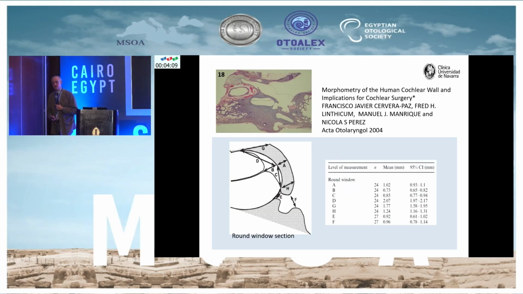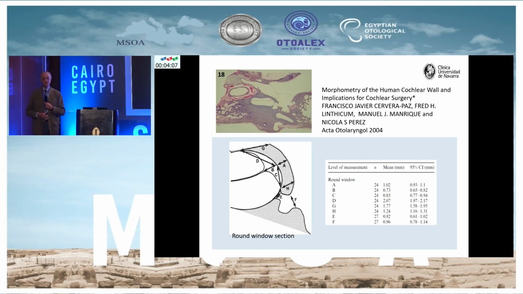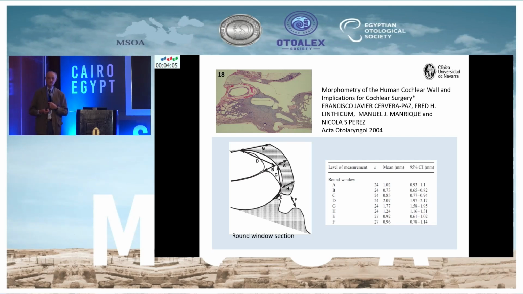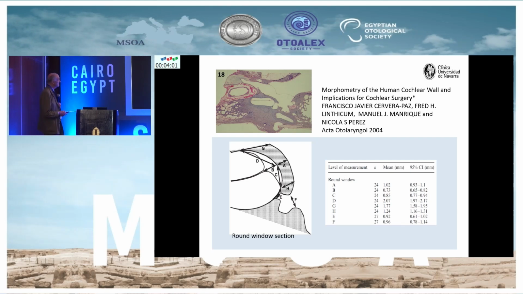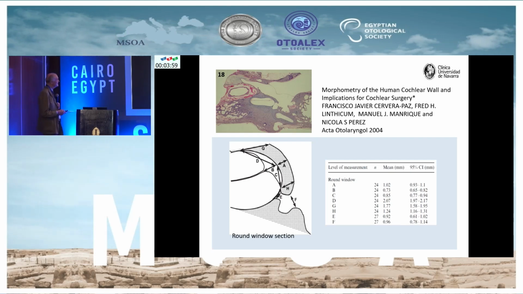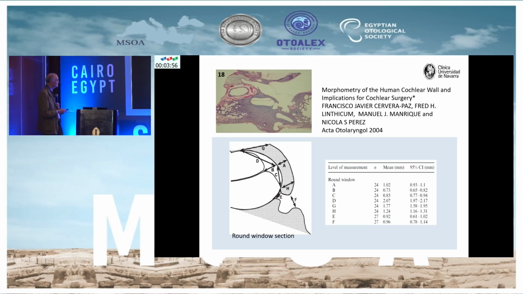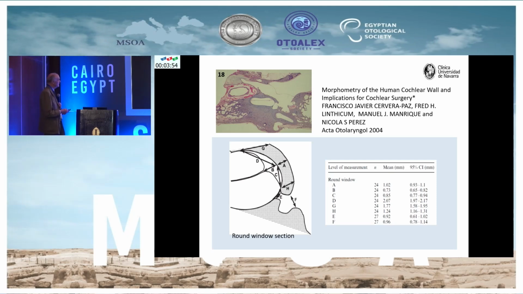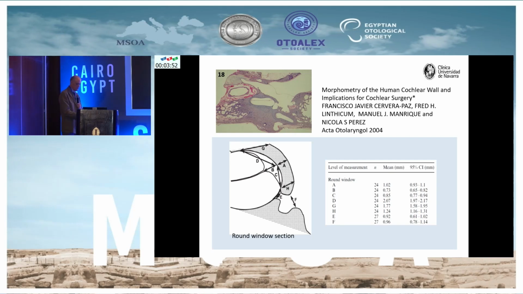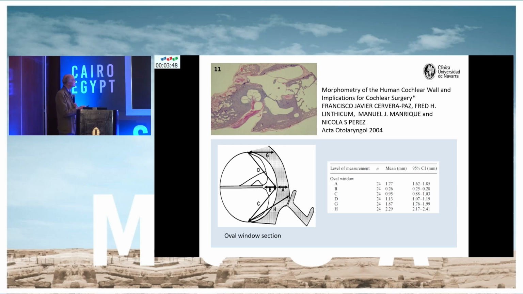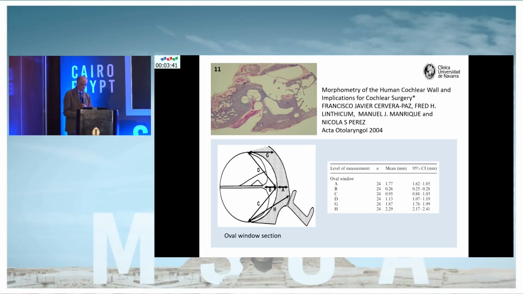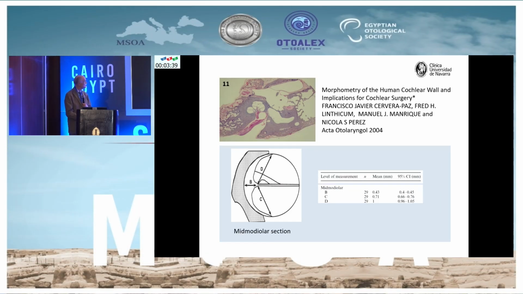We have some papers related to the dimensions of this lateral wall of the cochlea that can be useful to know the distance between the lateral wall and the different components of the inner ear at the level of the cochlea. All this was published in Acta Otolaryngologica with the collaboration of Fred Linthicum from the House Institute.